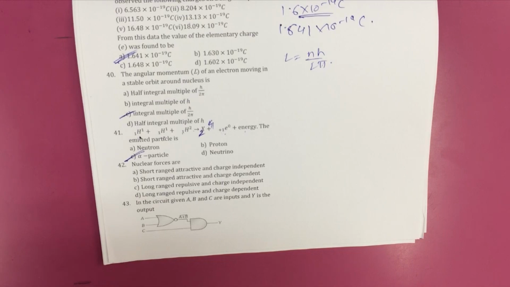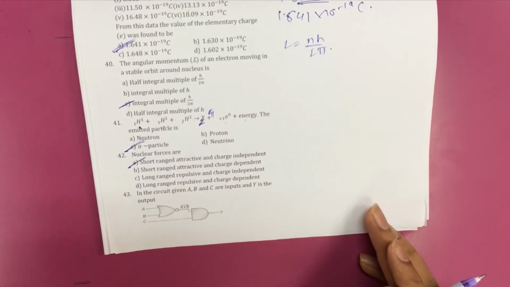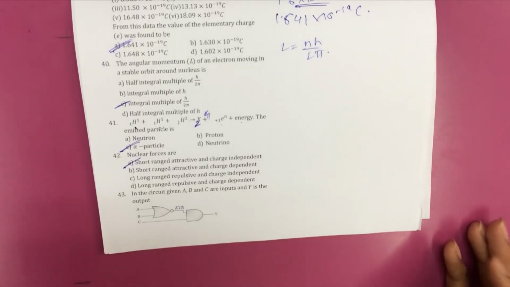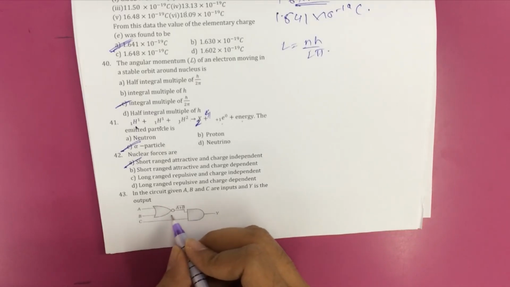Question 42. Nuclear forces are. Nuclear forces are basically charge independent, and they also act between two neutrons. So it's a short range attractive force and charge independent. So option A is the correct answer here.